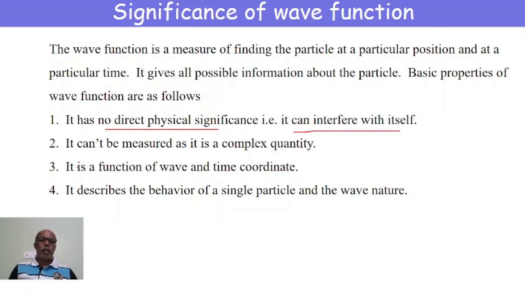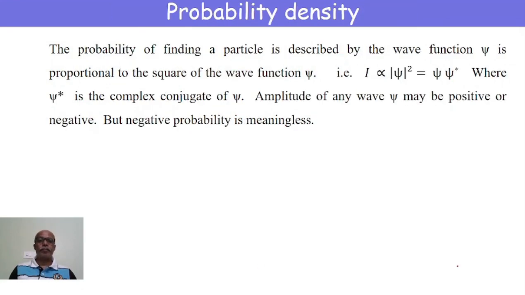Number two, it cannot be measured as it is a complex quantity. Since the wave function psi, a function of r and t, is a complex quantity, it cannot be measured. And it is a function of space and time coordinates. This wave function describes the behavior of a single particle and the wave nature of it. So these are the significances of the wave function.